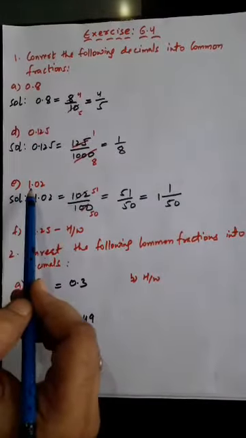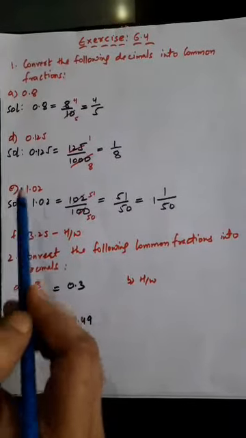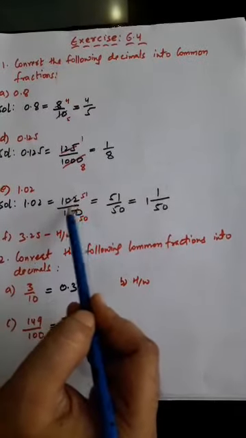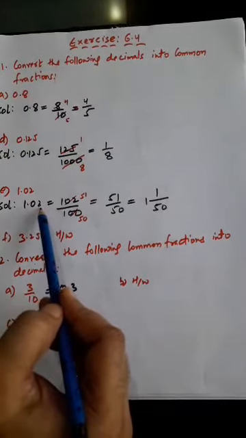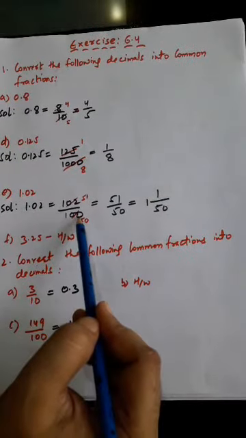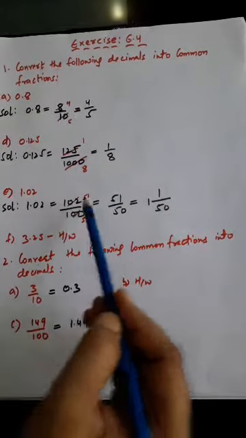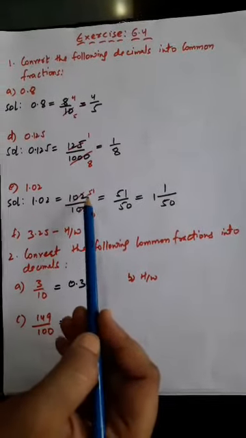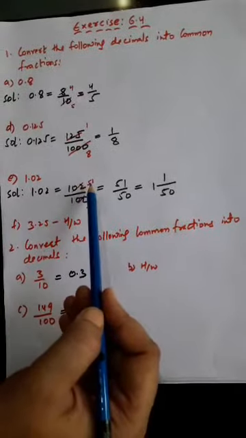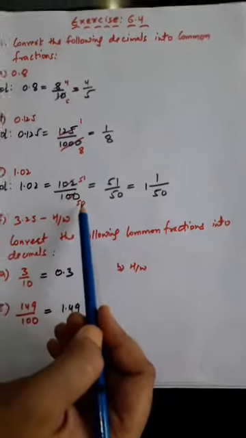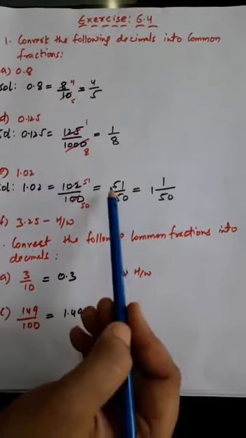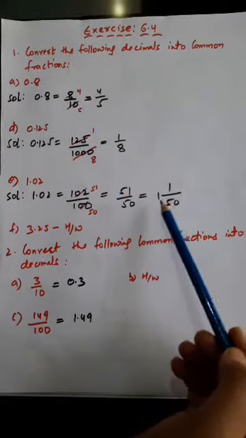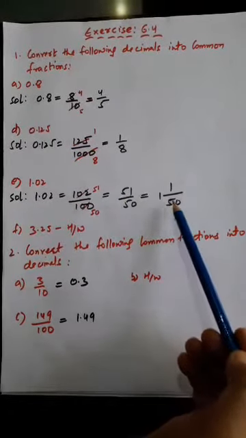Now E part students, 1.02. So 1.02 can be written as 102 divided by 100, as there are 2 digits after the decimal point, so you put 2 zeros in the denominator with 1. Okay, now again these can be divided by a common factor, so 2 ones are 2, 2 fifties are 100. So we got 51 upon 50. Now this is an improper fraction, so you convert it into a mixed fraction. We got 1 and 1 upon 50.